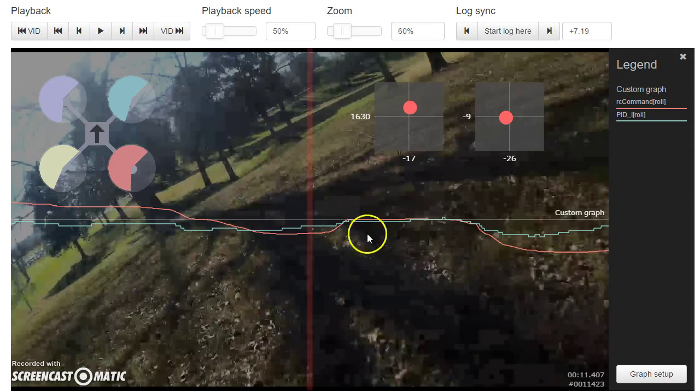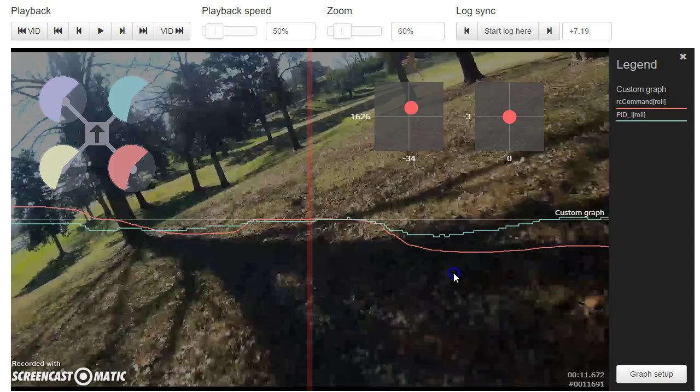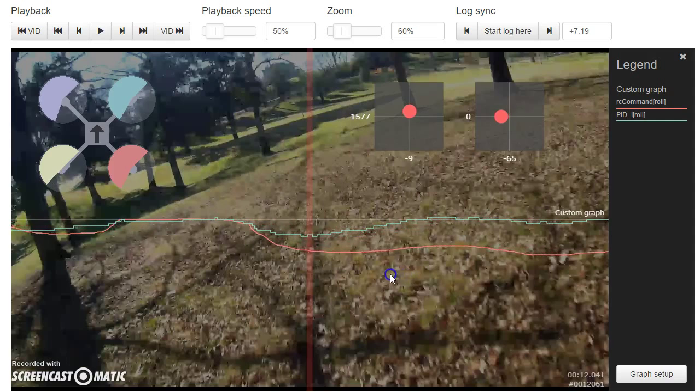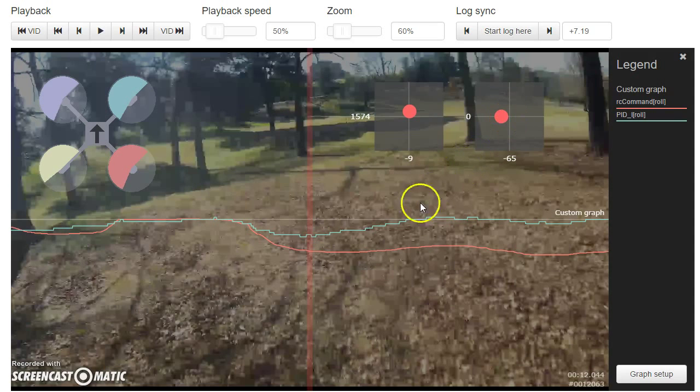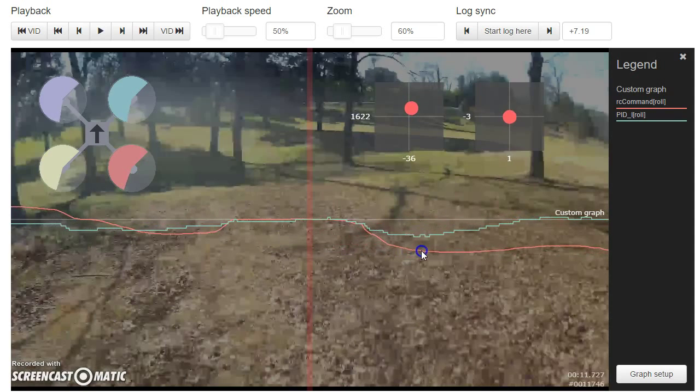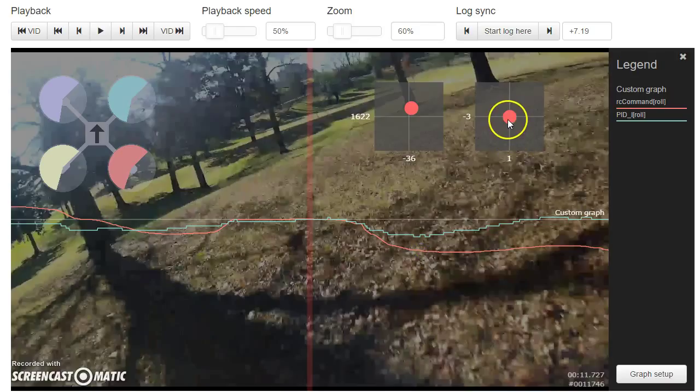So two different things. Okay, so we keep looking, and now we're rolling to the left. And we could ask ourselves, there's this moment when we transition from right roll to left roll. What was the I term doing at that moment? And we can see that the I term is zeroed out. So it means that at the moment that we were commanding zero angular rate of change, because the stick is centered, the I term was not pushing us in either direction. And that's what I'd like to see.